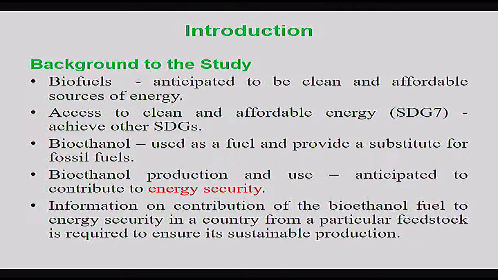Now, ethanol, when used as a fuel, provides a substitute for fossil fuels. And again, ethanol production and use is anticipated to contribute to energy security. And therefore, information on the contribution of ethanol biofuel to energy security in a country from a particular feedstock is required so as to ensure sustainable production.